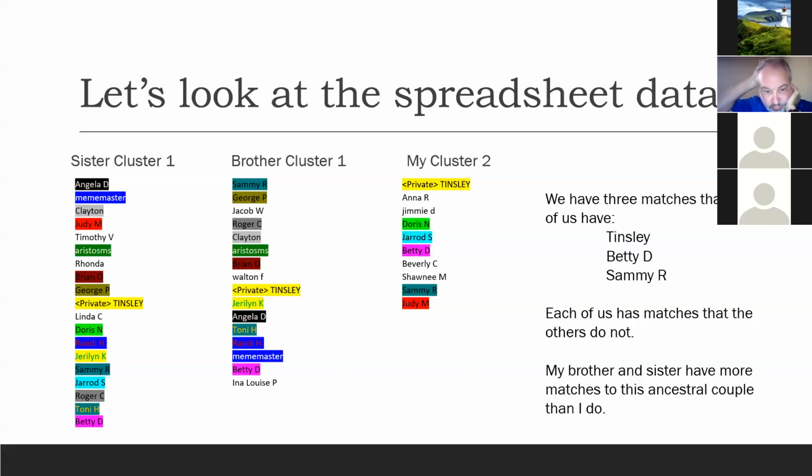Now, if you have identical twins or identical triplets, they should have identical clusters. If the tool's working right, they should all have identical clusters. But for my identical twins, I only use one of the tests. I uploaded one test to do the clustering because I didn't need to do it for both.